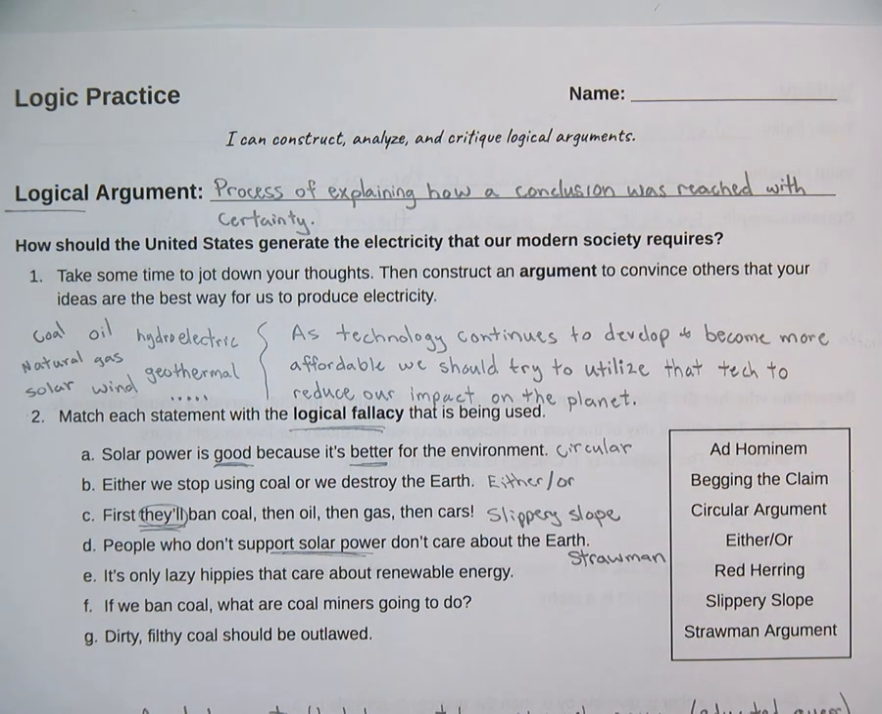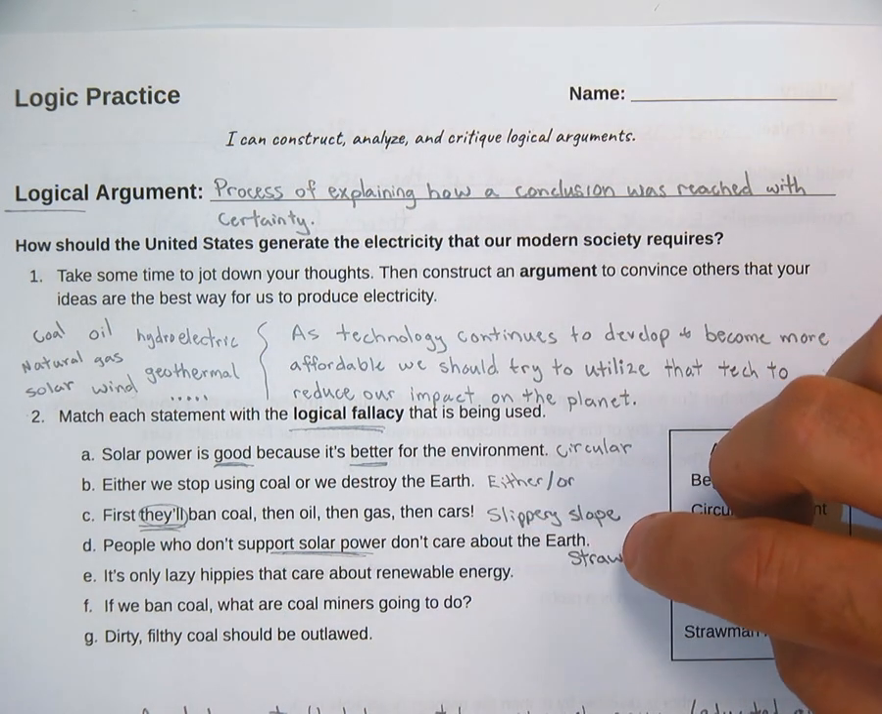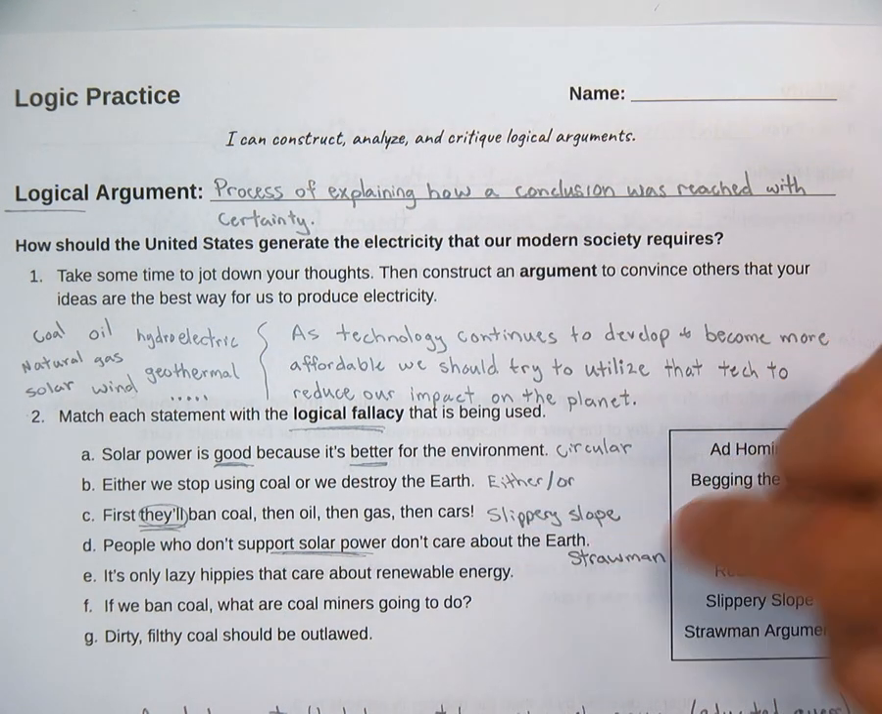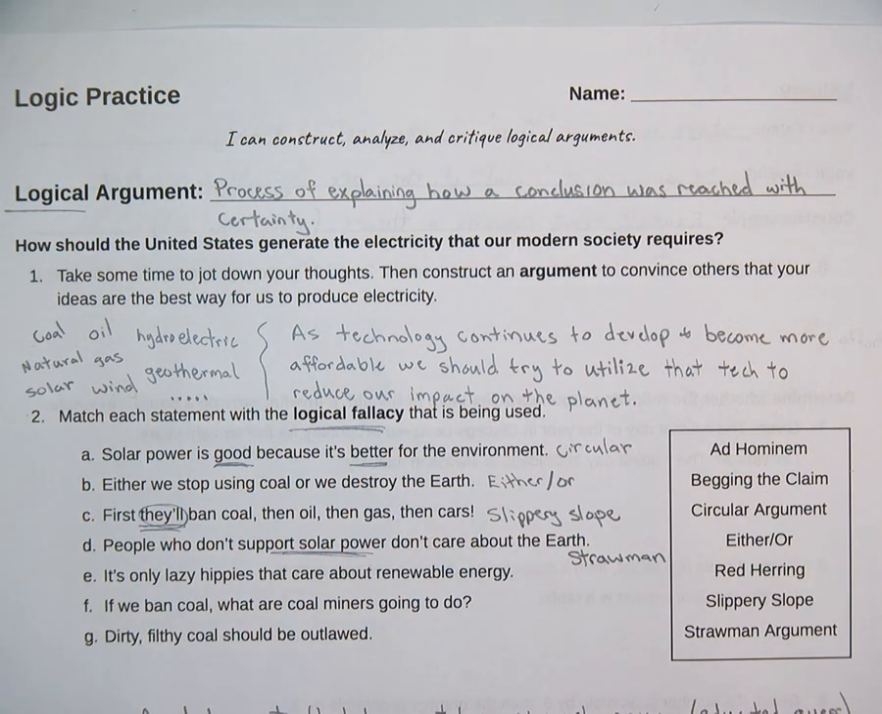There's a discussion to be had there about whether or not we should use solar power, and just reducing the person down to saying, well, you don't care about the earth, you've hollowed out their argument and made them back themselves into a corner where now they have to fight back about why they care about the earth and don't like solar power. So that's why that is considered a fallacy.